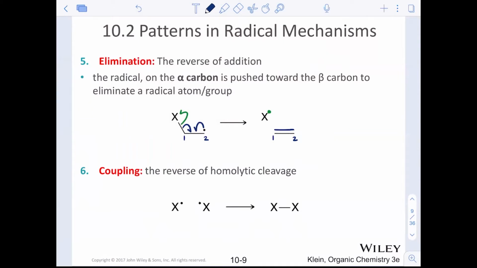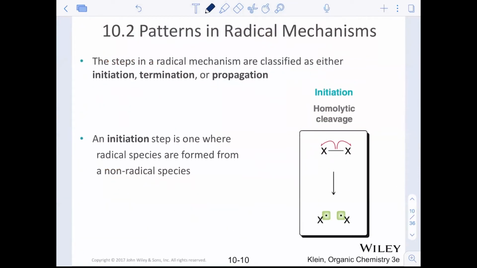Coupling is the reverse of pattern number 1, homolytic cleavage. Coupling is bringing two radicals together to make a new sigma bond. Now with these patterns, they're going to be put into one of three categories. And these categories are what we are going to see as our radical mechanisms in this chapter. So not only do we have patterns, but we do have categories in our mechanisms now.